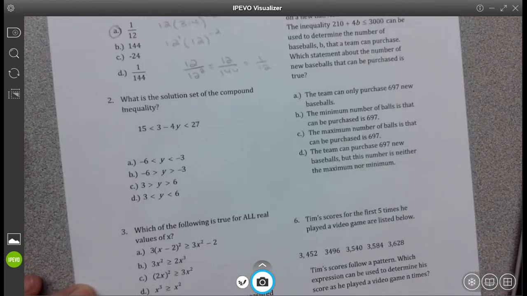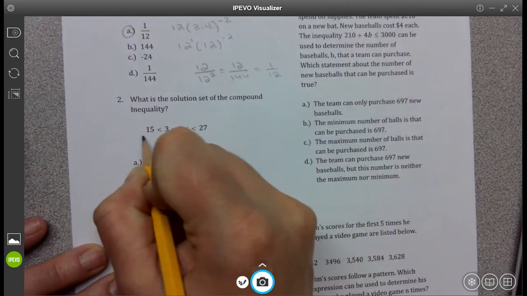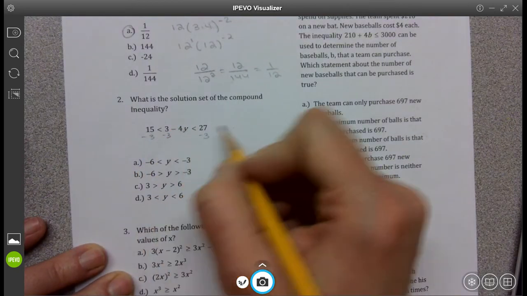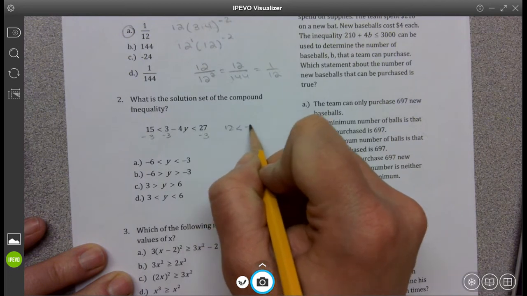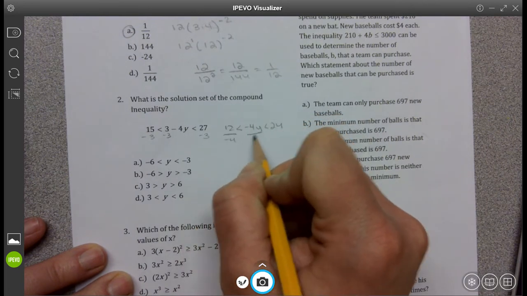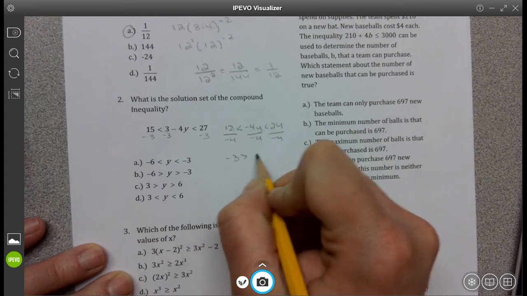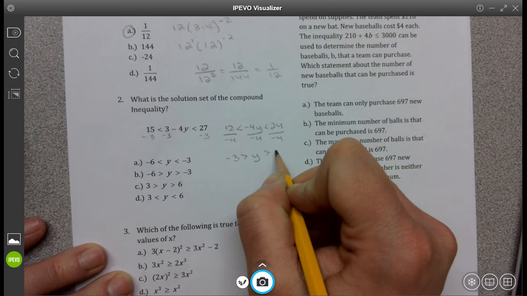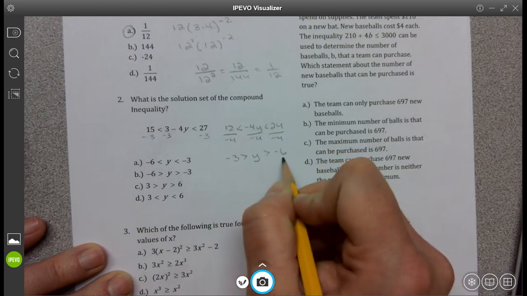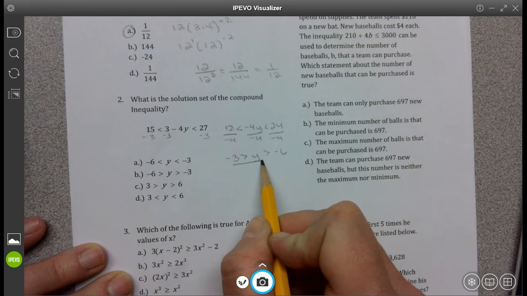Next, we're solving the inequality, meaning we have to remove everything that's near y. So we remove a positive 3 first from all sides. We are left with 12 is less than negative 4y is less than 24. When I divide everything by a negative 4, I'm going to get negative 3, but be careful. The signs are going to switch. Okay, y is less than negative 3.